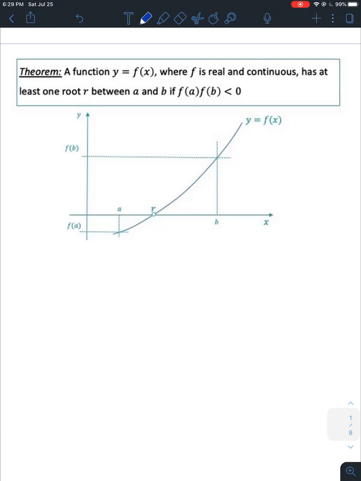For example, in this case, if you take f(a), it is a negative number, and if you multiply by f(b), which is a positive number, it's a negative outcome. That tells us there is at least one root. It doesn't tell us how many roots.